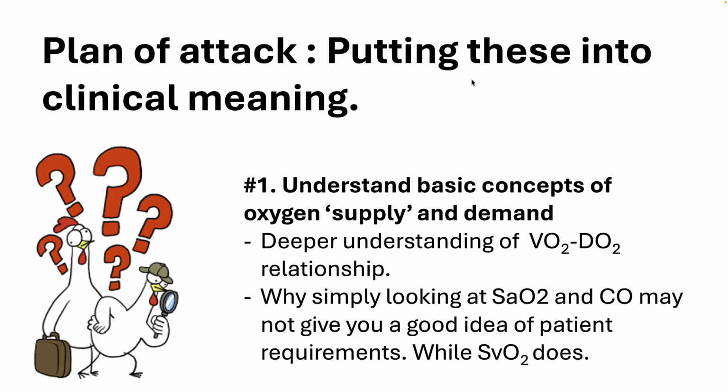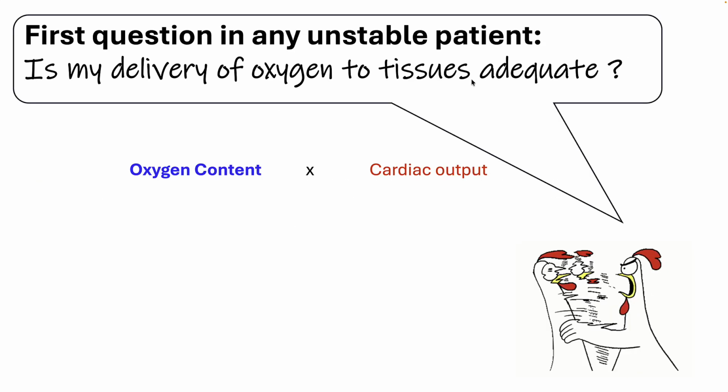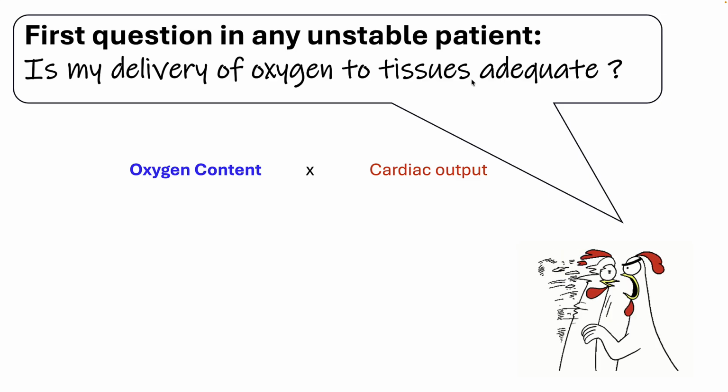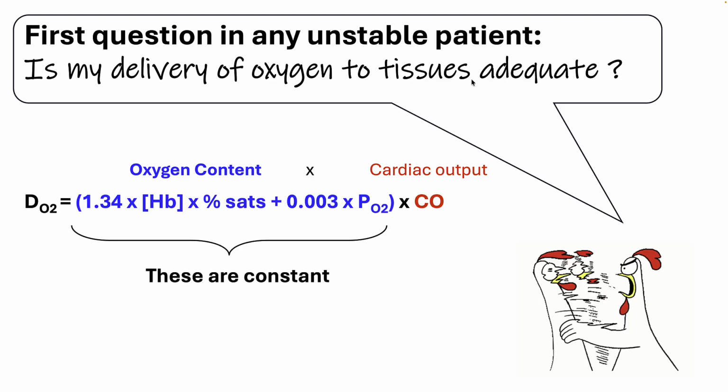In this lecture, we'll understand the basic concept of oxygen supply and demand and have a deeper understanding of VO₂-DO₂ relationship, and see why simply looking at O2 sats and cardiac output may not give you a good idea of a patient's requirements. The first question in any unstable patient is, is my delivery of oxygen to the tissues adequate? And we know that delivery is nothing but content multiplied by the cardiac output.